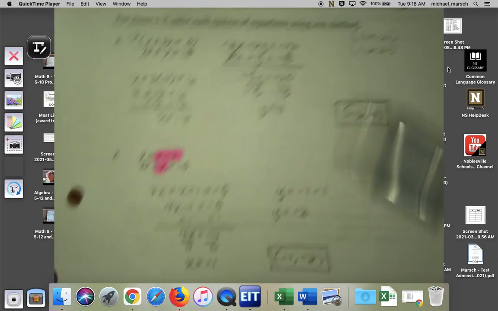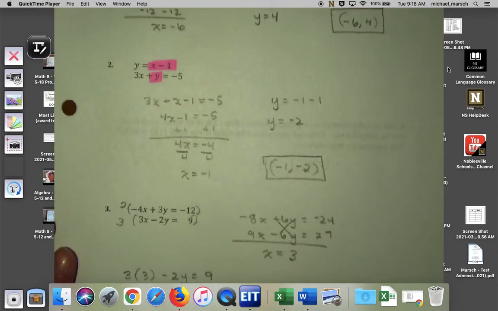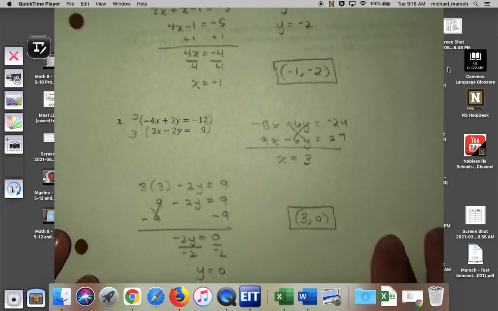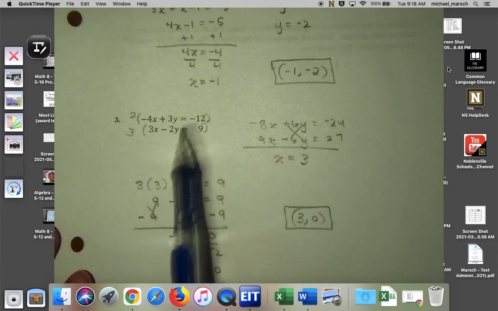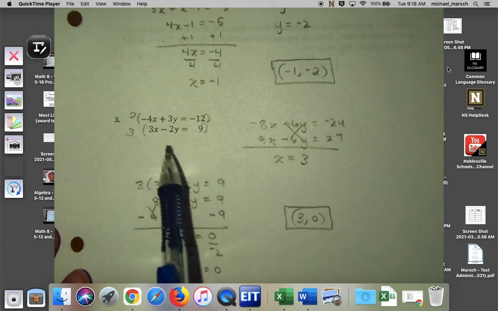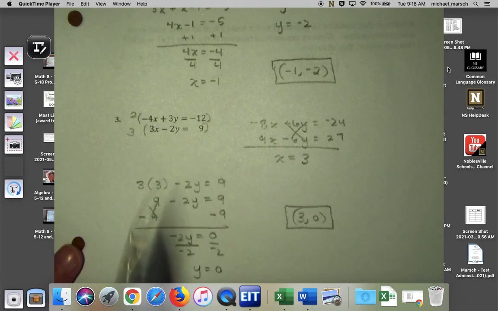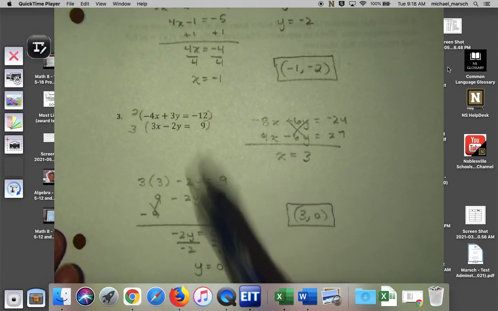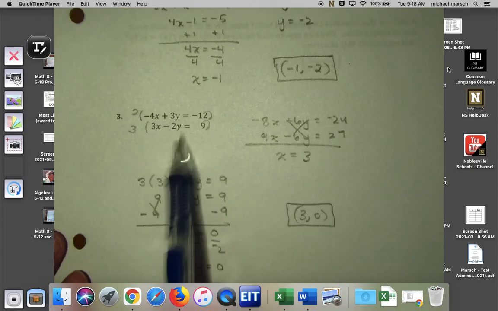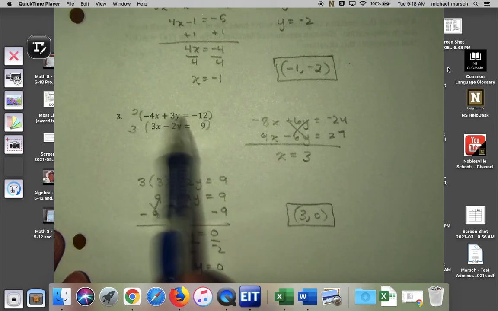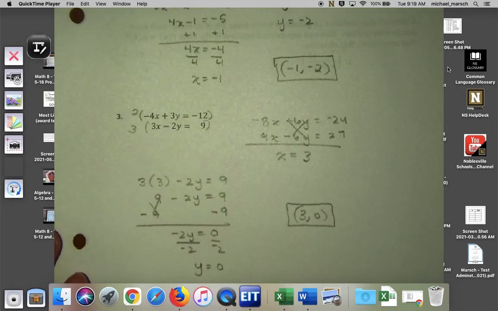So I used elimination, substitution, elimination. Now, I did have some students yesterday that were trying to use substitution here. You're going to get really nasty fractions. Some people embrace fractions. Most people don't. So if you're going to try to isolate a variable and you're going to get a really ugly fraction, don't use that option.